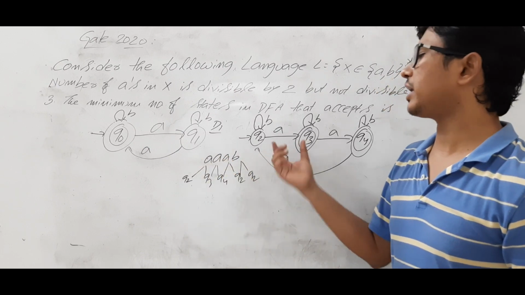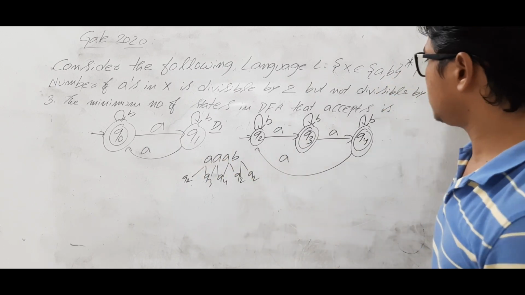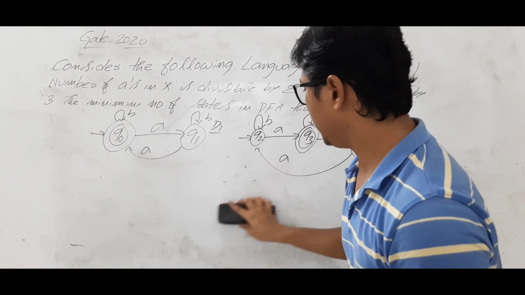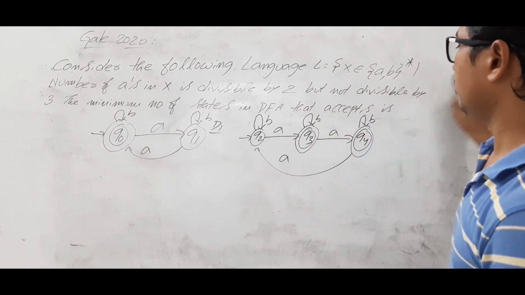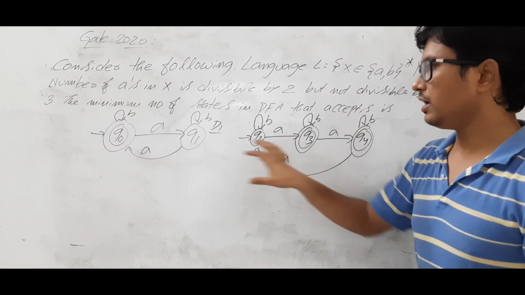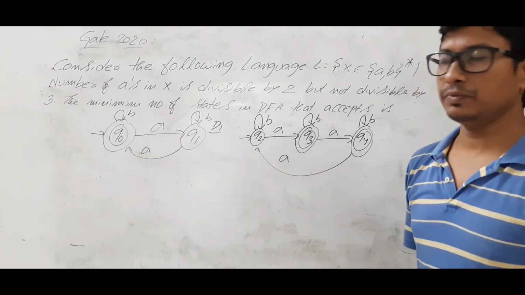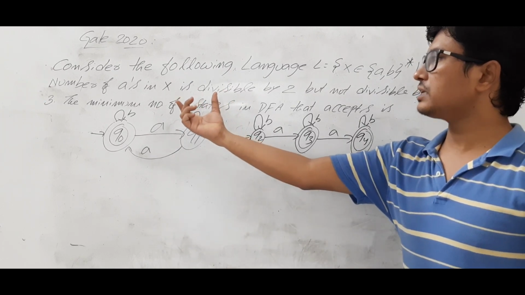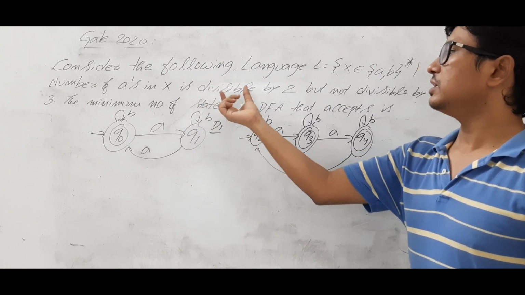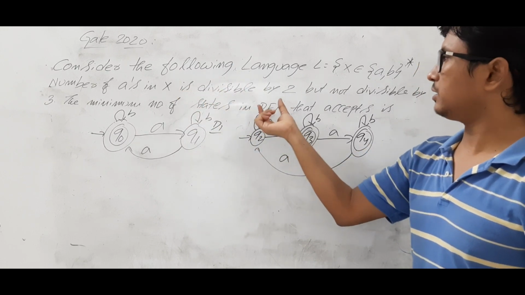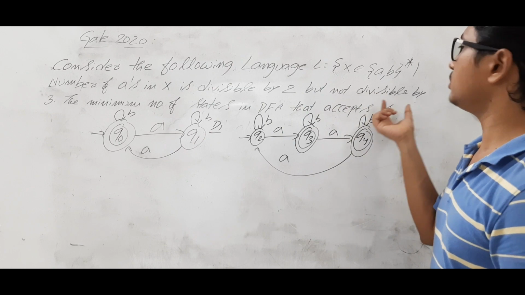The string is not accepted by the DFA. So this is a minimized DFA for not divisible by 3, and this is the minimized DFA for divisible by 2. Now what should I do? They are asking that the number of A's in X is divisible by 2 but not divisible by 3.